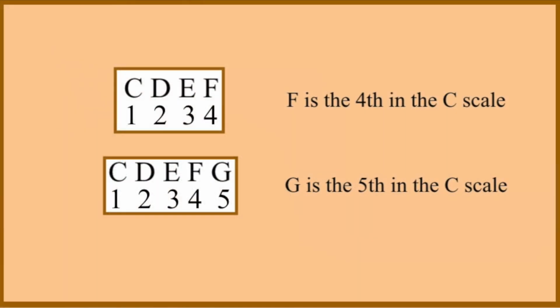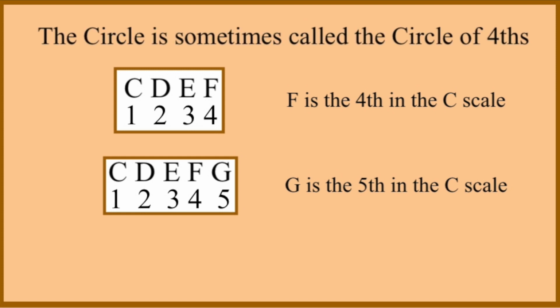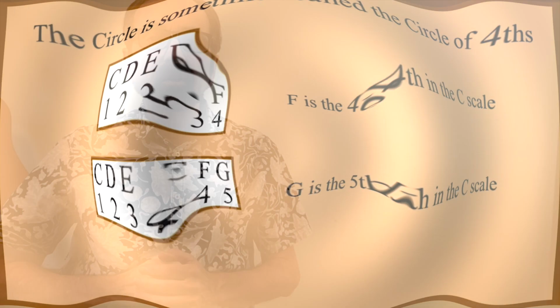Counting up the C scale explains where we get the terms fourth and fifth. F is the fourth note in the scale, and G is the fifth. Since we often move counterclockwise on the circle, it is sometimes called the circle of fourths. So both names, circle of fourths, circle of fifths, are referring to the same thing.